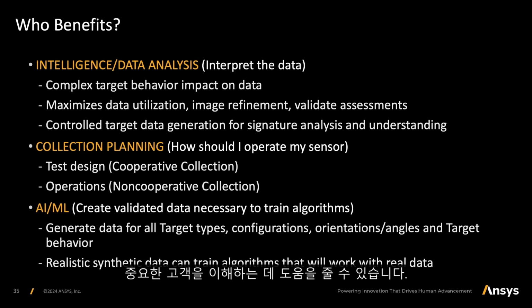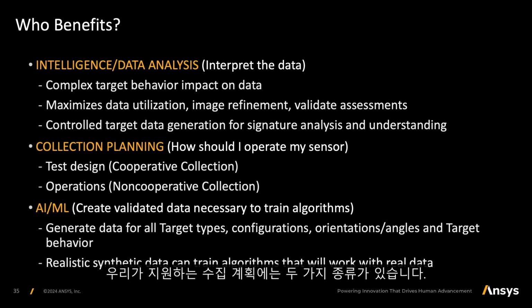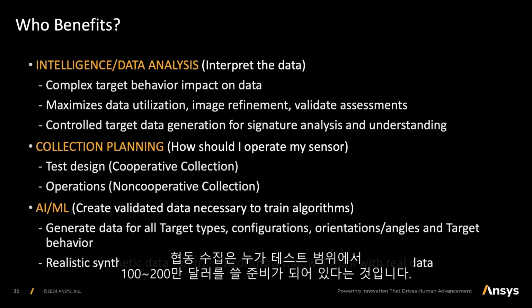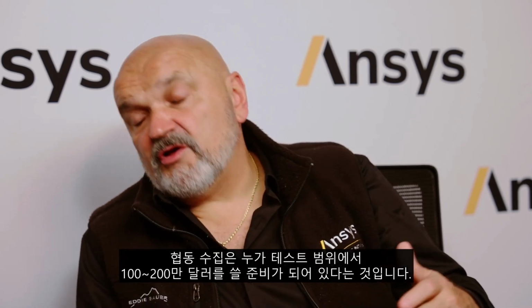Collection planning, next important customer. So there are two kinds of collection planning I'm trying to support here. There's cooperative collection and non-cooperative collection. Let's talk cooperative collection first. Cooperative collection is, I'm about to spend $1 million, $2 million at a test range. I've got a brand new super duper high-falutin' fighter, okay? I only have range time for the next week.